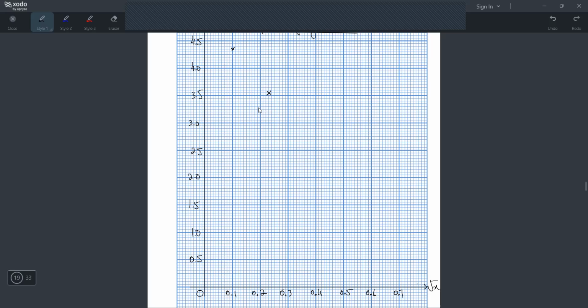Okay, next one. 0.35, 2.8. 0.35 is middle here. 2.8 is just 3. Turun 2 is 2.9. Turun lagi 2 is 2.8. Yeah, here. Yep. Next one. 0.5, 1.9.